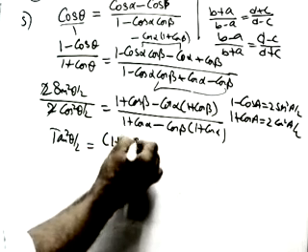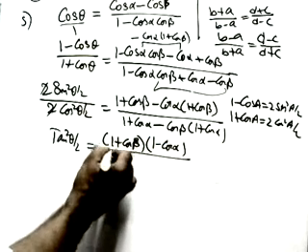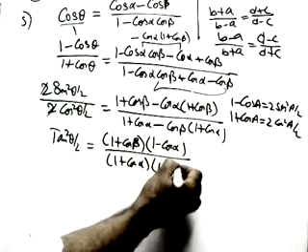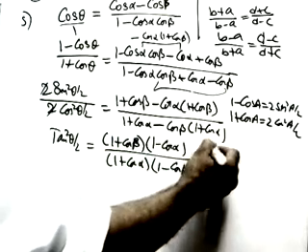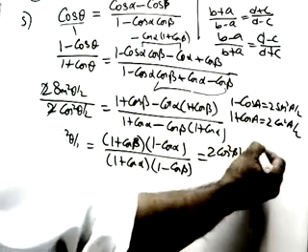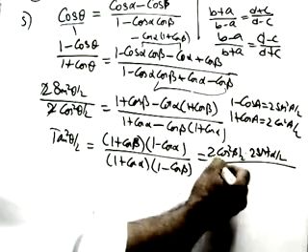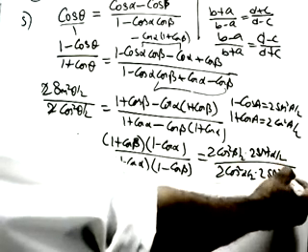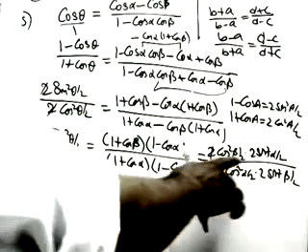Now if you take 1 plus cos beta common, what will be left here? 1 minus cos alpha. In the same way, if we take 1 plus cos alpha common, what is left here? 1 minus cos beta. Now let me use the same formulas here. 1 plus cos beta will be 2 cos square beta by 2. 1 minus cos alpha is 2 sin square alpha by 2. 1 plus cos alpha is 2 cos square alpha by 2, and 1 minus cos beta is 2 sin square beta by 2. The 2 will get cancelled.